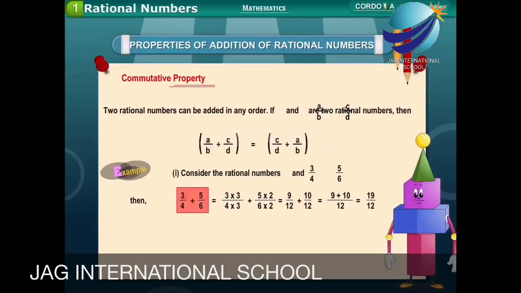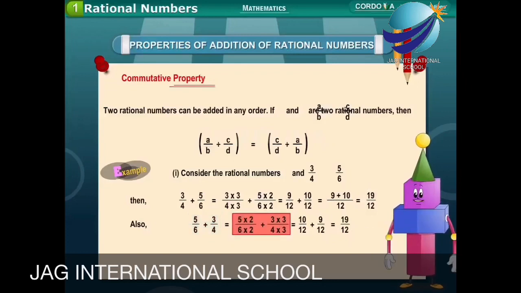Then 3/4 + 5/6 = (3×3)/(4×3) + (5×2)/(6×2) = 9/12 + 10/12 = (9+10)/12 = 19/12. Also, 5/6 + 3/4 = (5×2)/(6×2) + (3×3)/(4×3) = 10/12 + 9/12 = 19/12. Hence, 3/4 + 5/6 = 5/6 + 3/4.